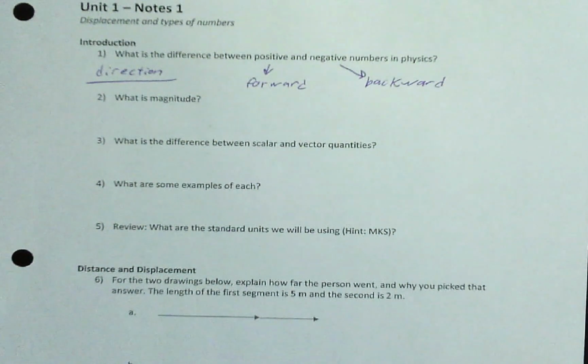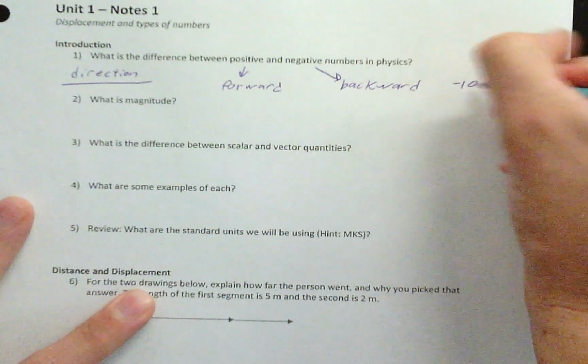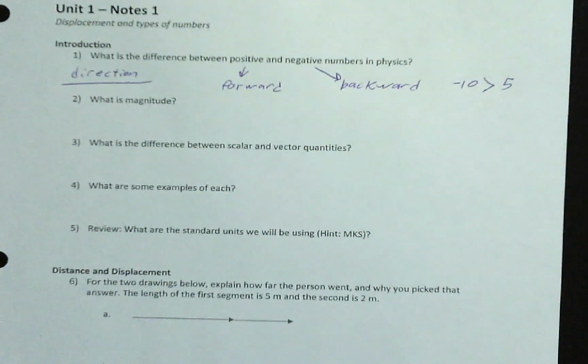Now, here's where this gets kind of weird. That means, in physics, negative 10 is bigger than positive 5. Again, I know that's weird, because that's not what you're used to. You guys are used to math, where negative numbers are small. But that's not the case in physics. In physics, negative numbers just mean opposite directions. That's all they mean. They don't mean big, they don't mean small, they're just numbers. And so you have to be careful with that as we're going, for these questions.